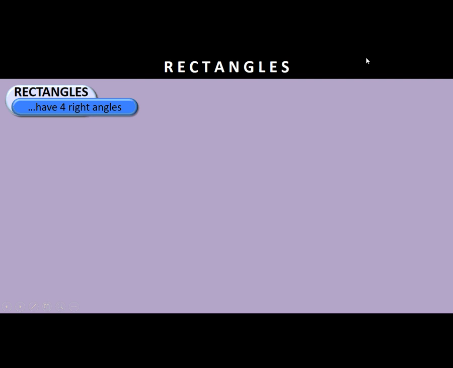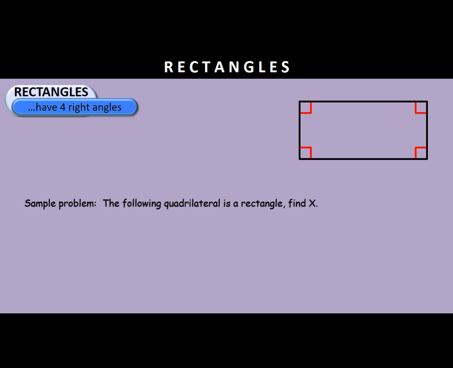For example, let's start with the rectangle because it's the easiest shape. A rectangle is a quadrilateral with four right angles. All four angles are 90 degrees. That's what makes something a rectangle. Now, it's also a parallelogram, so all the rules for a parallelogram still apply to it. But the right angles are the key feature of a rectangle.